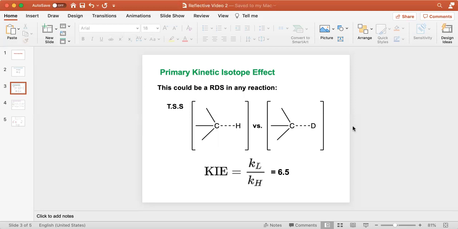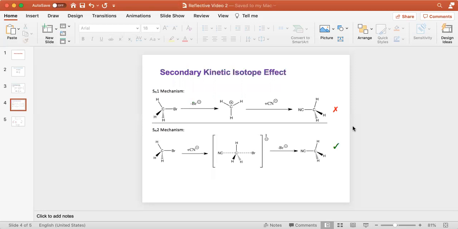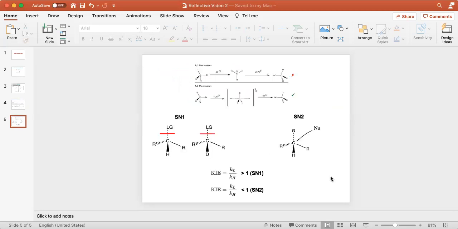That's the primary KIE. About the secondary KIE, the principle can apply more universally, such as if we want to figure out whether a substitution reaction is SN1 or SN2. The principle is, firstly, we all know SN1 is where a leaving group leaves first, breaking the bond. And in SN2, instead of breaking the bond first, a nucleophile will attack the molecule at first.